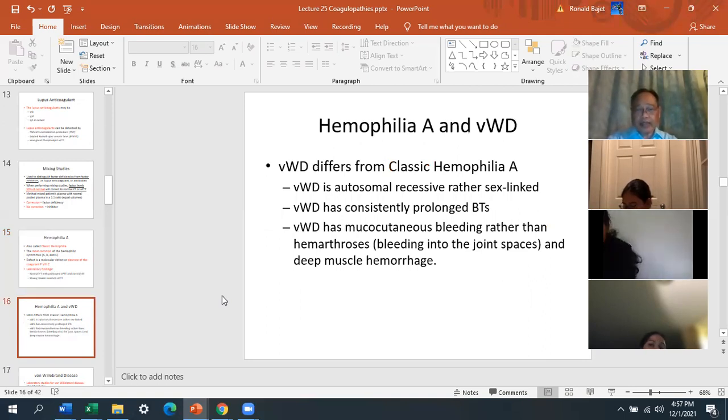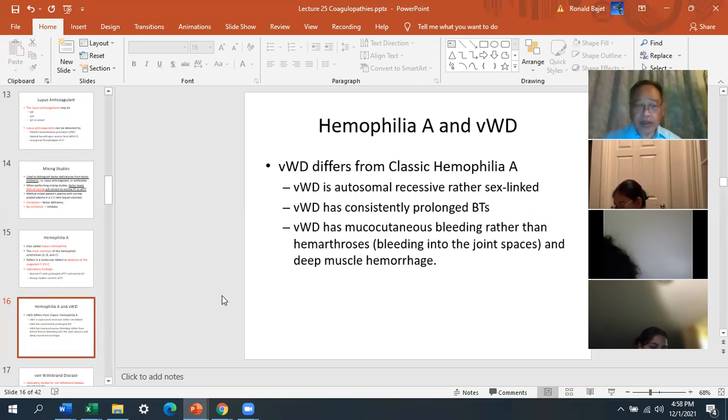Von Willebrand's disease is autosomal recessive rather than sex-linked. It's consistent with prolonged bleeding times. So if you remember, prolonged bleeding times mean you possibly have a problem with your platelets. Von Willebrand's disease has mucocutaneous bleeding rather than hemarthrosis, bleeding into the joint spaces. Mucocutaneous bleeding, like bleeding in your gums or nosebleeds, is seen with platelet problems.